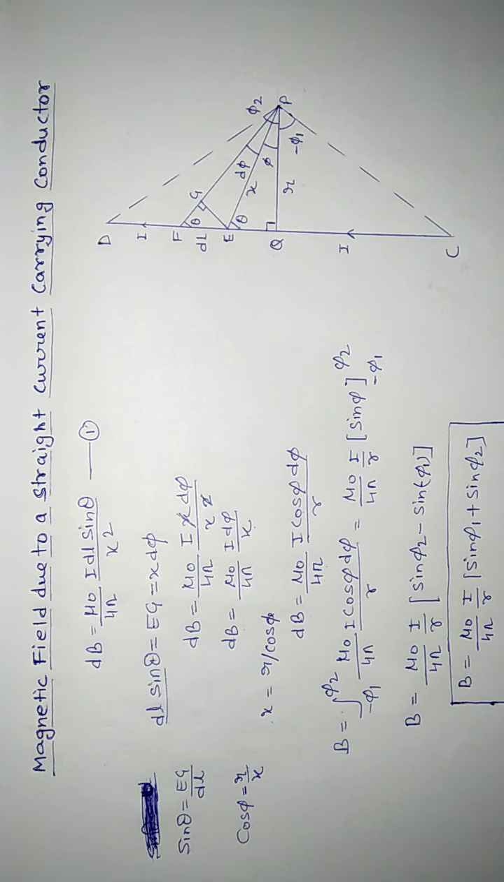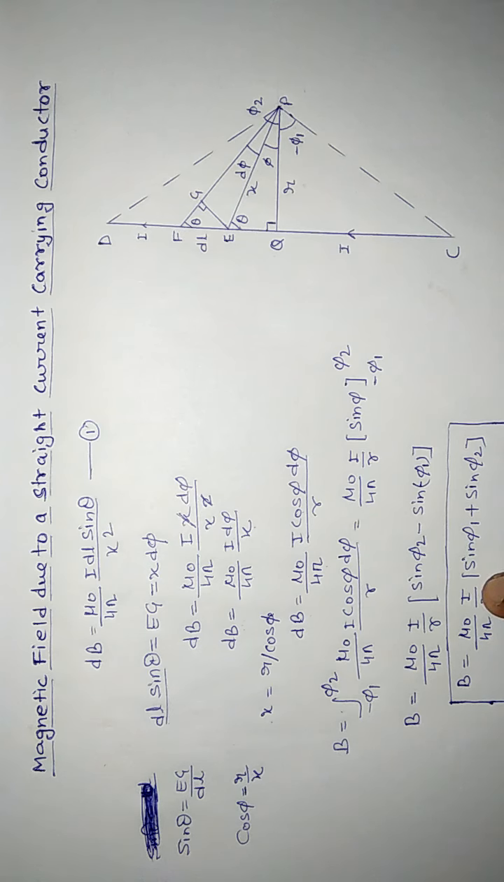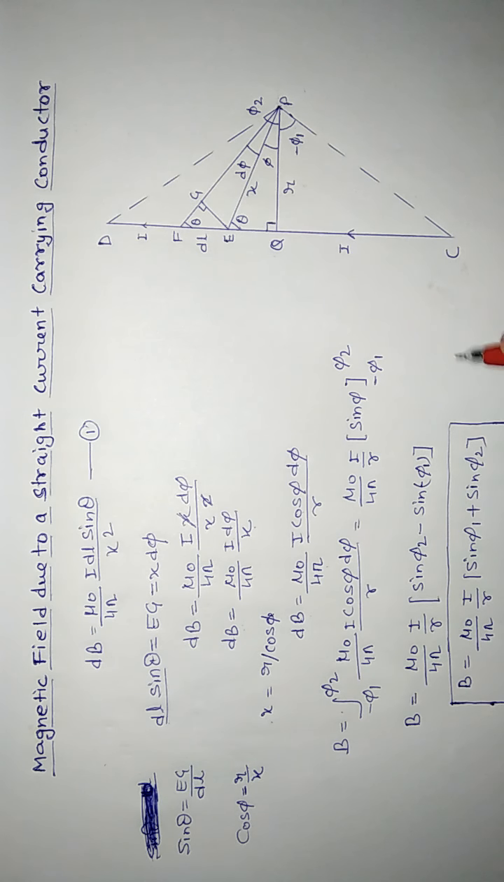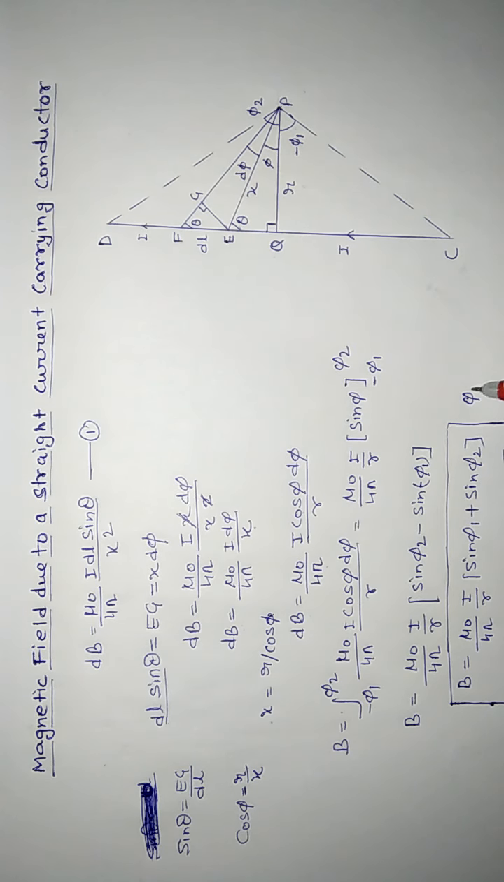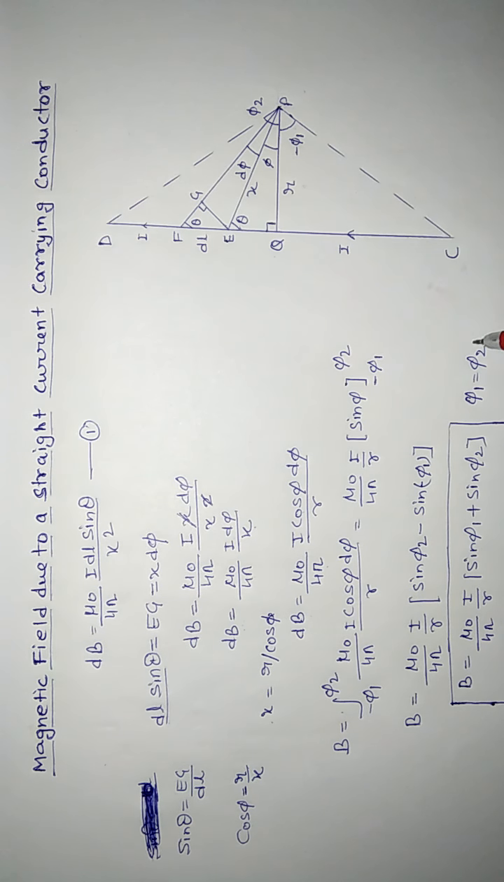We can discuss two special cases also here. It is a formula for a conductor having finite length. If the conductor is of infinite length, then what will happen? For infinite length, the formula will change as phi 1 is equal to phi 2 is equal to 90 degrees for a conductor of infinite length.